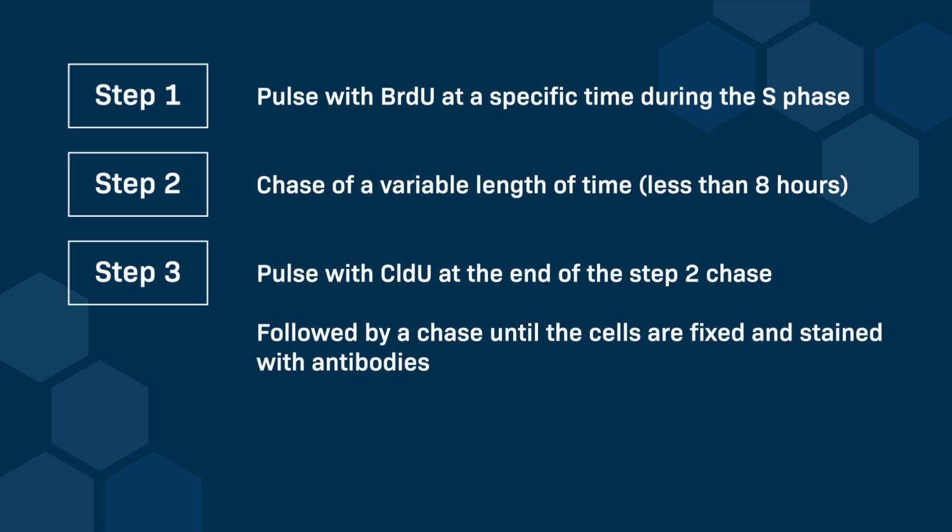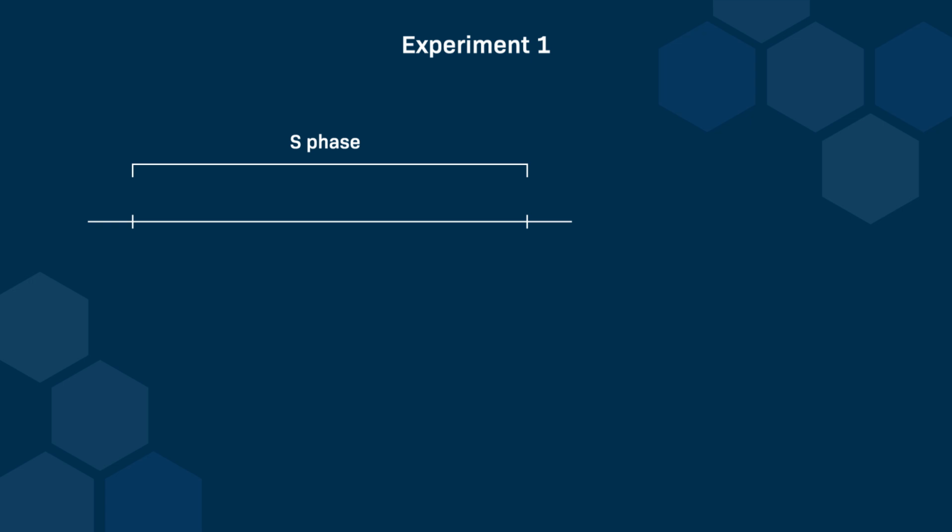This method lets us determine the average time that individual replication sites are active by analyzing the incorporation of both analogs during S phase. This representation illustrates 2 experiments that differ in the length of time between the 2 pulses, or the chase period between steps 1 and 3.